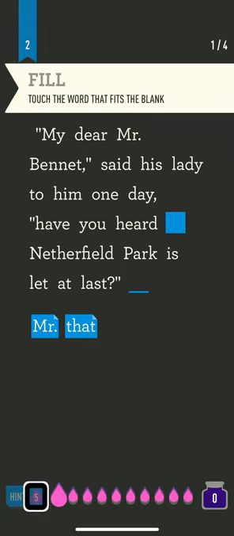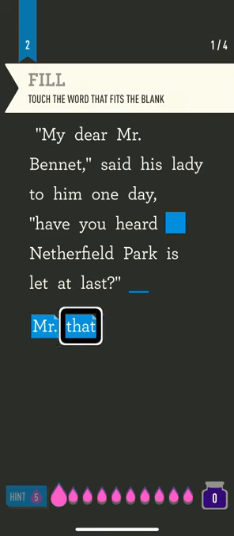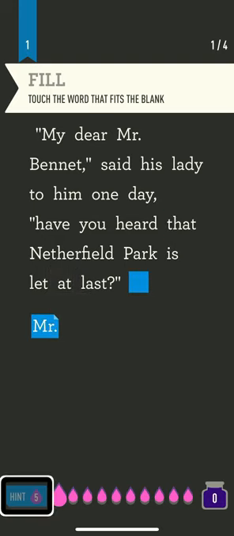Touch the word that fits. My dear Mr. Bennett, said his lady to him one day, have you heard that Netherfield Park is let at last?